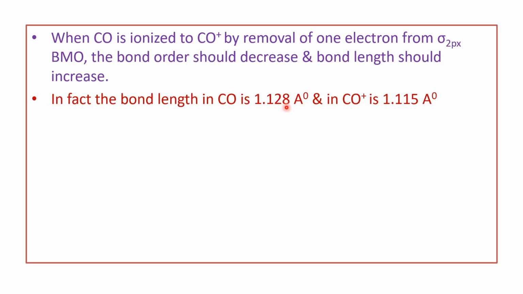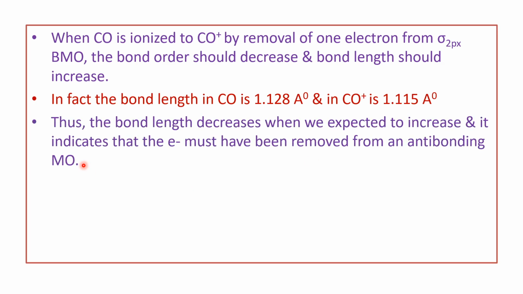But in fact, the bond length in carbon monoxide is 1.128 Angstrom units, and in case of the CO plus ion, it is 1.115 Angstrom. So we can say that there is a decrease in bond length, but our expectation is that the bond length should increase, right? So the bond length decreases when we expect it to increase, and this indicates that the electron must have been removed from an antibonding MO instead of the bonding MO, right?